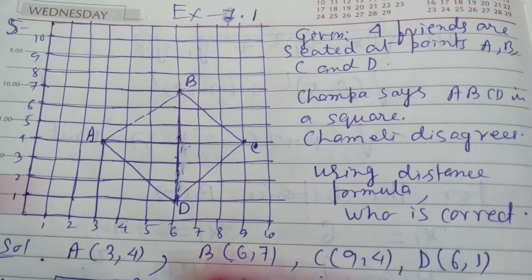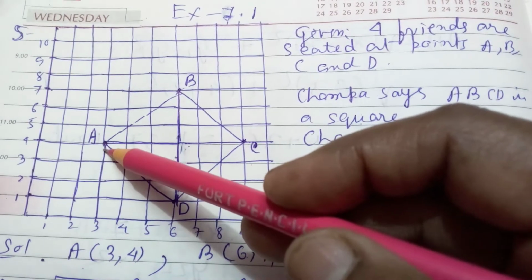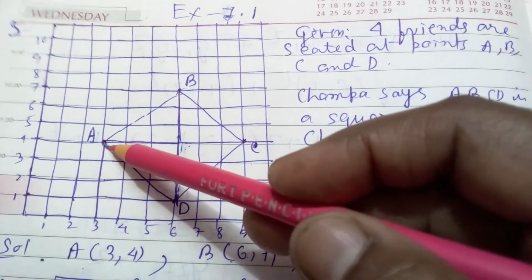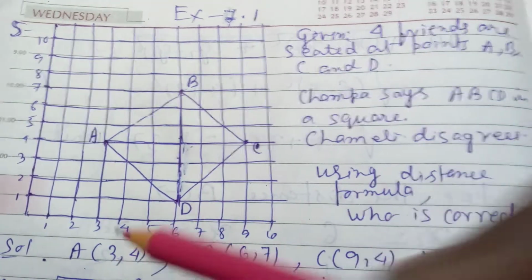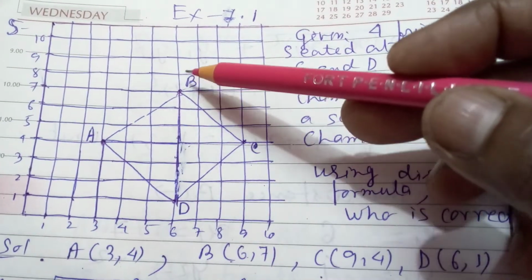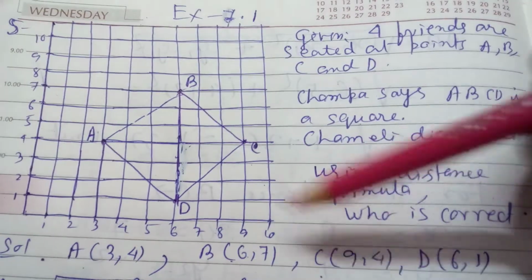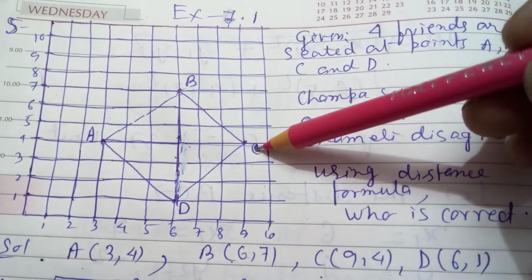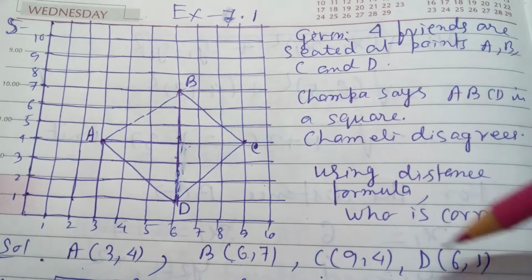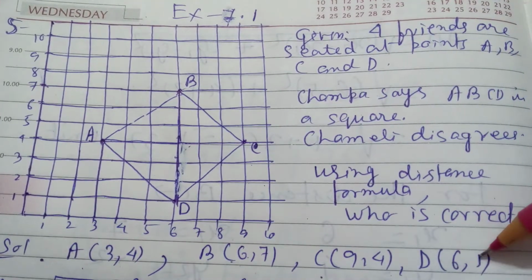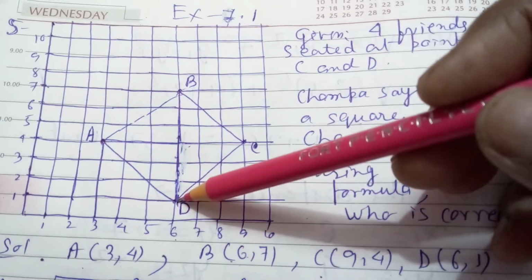Now look, this point is A whose coordinates are (3, 4). I have written it here. This point is B whose coordinates are (6, 7). C is a point whose coordinates are (9, 4). And D is a point whose coordinates are (6, 1).